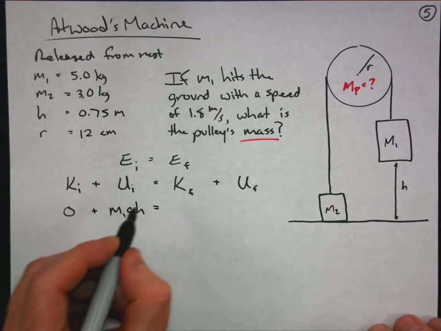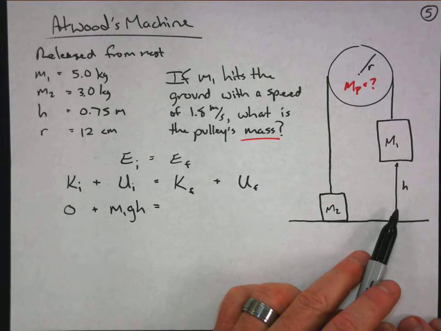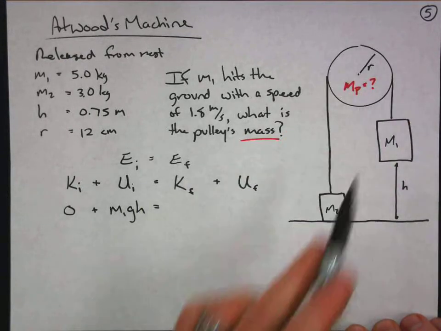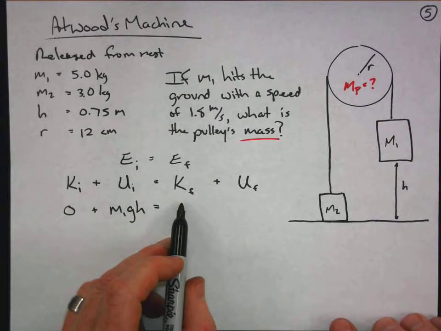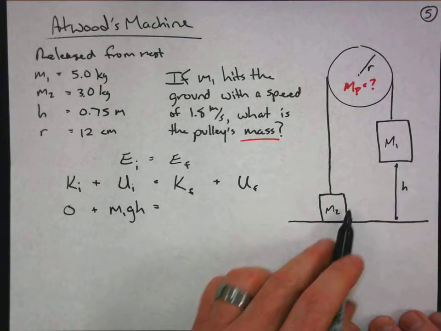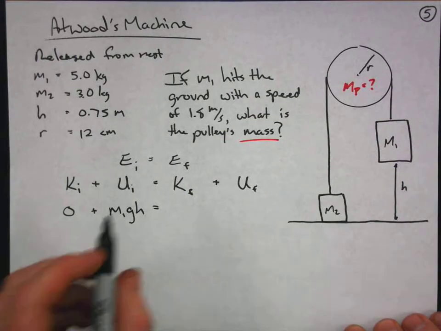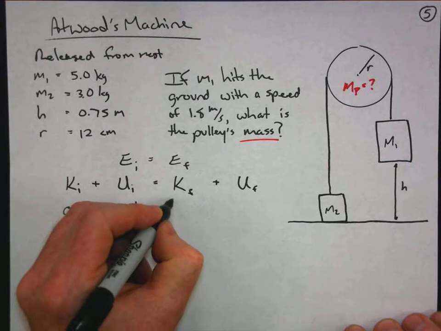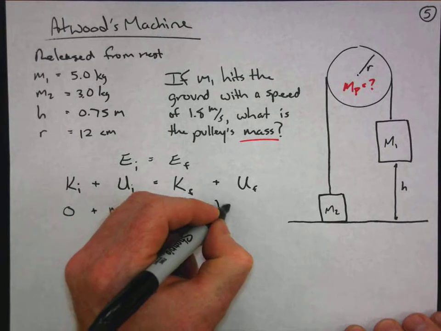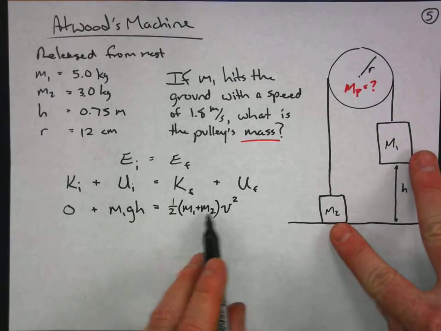Now here's where we have to be more careful. The final kinetic energy, well, when M1 hits, 3 different things are moving. M1 is moving down, M2 is moving up, and the pulley is rotating. So I have 3 things I have to write in here. The nice thing is, I recognize that M2 and M1 have to be moving at the same speed. They're tied together, they're connected objects. So since they're moving at the same speed, the kinetic energy of those two can be 1/2 times M1 plus M2 times their final velocity squared, right?